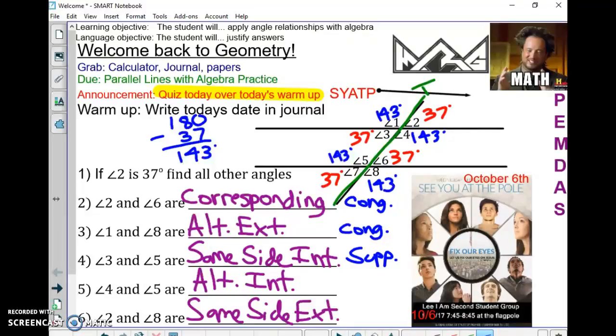And then what about alternate interior? Congruent because it's not same side. So congruent. And then last but not least, same side exterior are supplementary. Make sure you have this written down in your journal because you have a quiz on this stuff today.